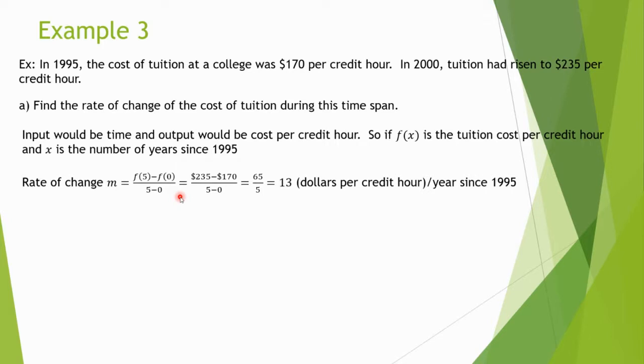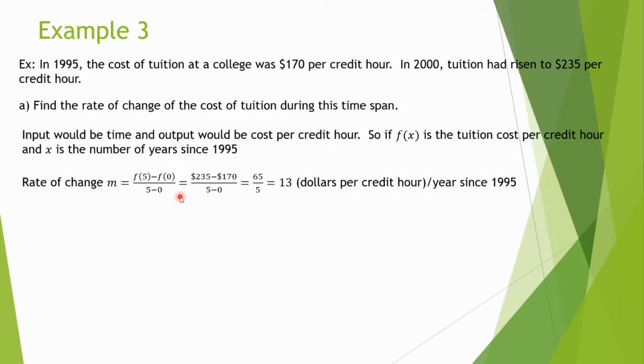Now, what does that mean? That means the tuition cost per credit hour is increasing at a rate of $13 per credit hour since the year 1995. Okay. So that's what's happening here. That's the rate of change.